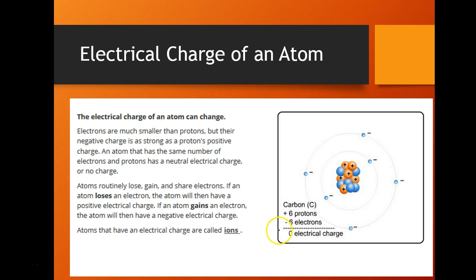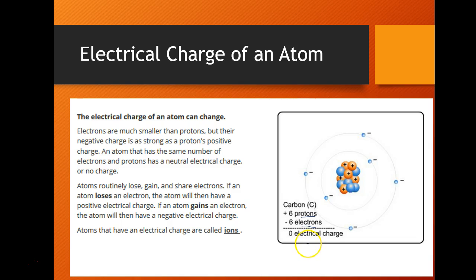So the overall electrical charge of an atom can change. Typically an atom has the same amount of protons, the positively charged particles in the nucleus, as it has electrons. So you see we have 1, 2, 3, 4, 5, 6 protons here, and we also have 6 electrons as well. So if we have 6 protons and 6 electrons, they cancel each other out, and we have an overall neutral electrical charge. And that's typically how you would find atoms.